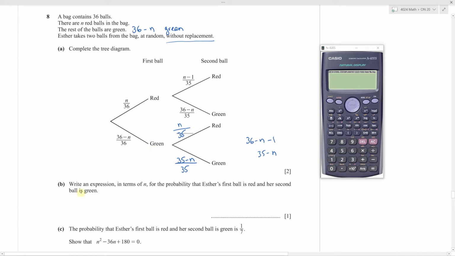Part B is: write an expression in terms of n for the probability that Esther's first ball is red and her second ball is green. So first ball is red and then second ball is green. So that means you have to go down this path in the tree diagram. So n over 36 multiplied by 36 minus n over 35. So your answer will be n over 36 multiplied by 36 minus n over 35.